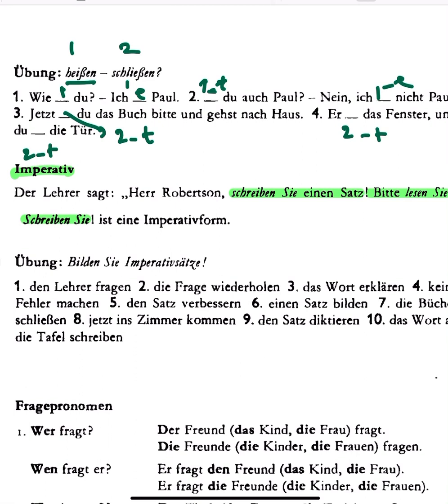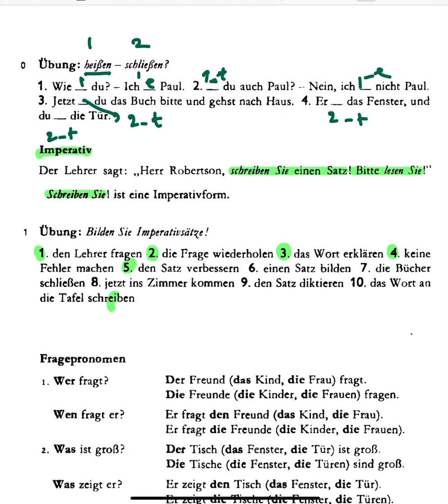For example, we can use bitte, please, for a more polite form. For example, number 1. Fragen Sie den Lehrer, ask the teacher. Wiederholen Sie die Frage. Repeat the question. Erklären Sie das Wort. Explain the word. Machen Sie keine Fehler. Don't make a mistake. Verbessern Sie den Satz.